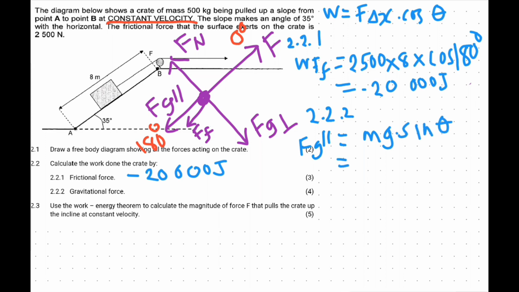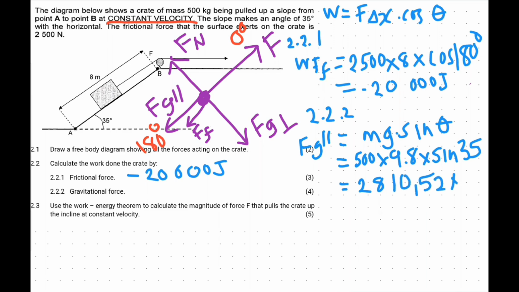What is mg going to be? It's 500 times 9,8 times sine 35. This will give me 2,810,52 newtons. Now I can work out the work done by gravity.